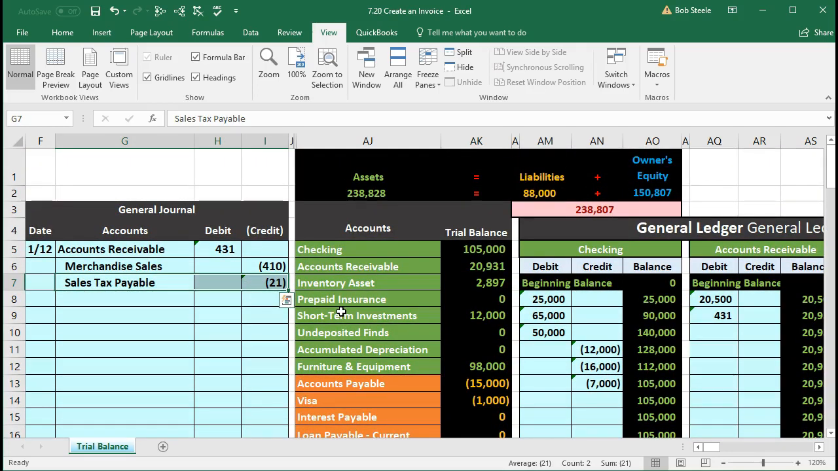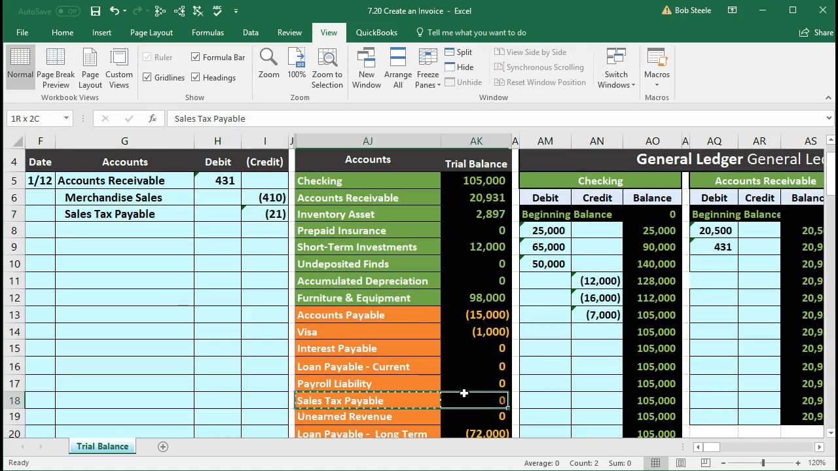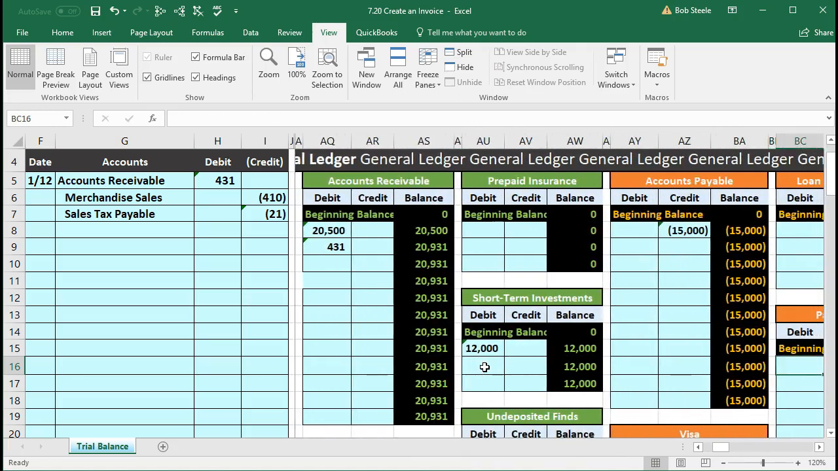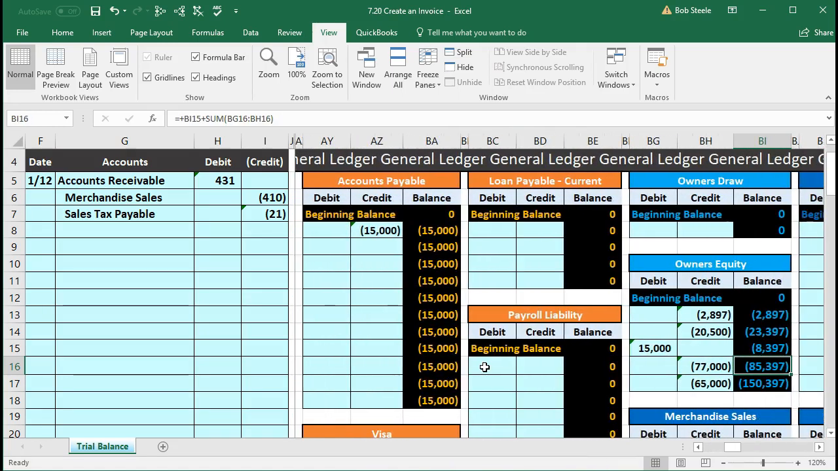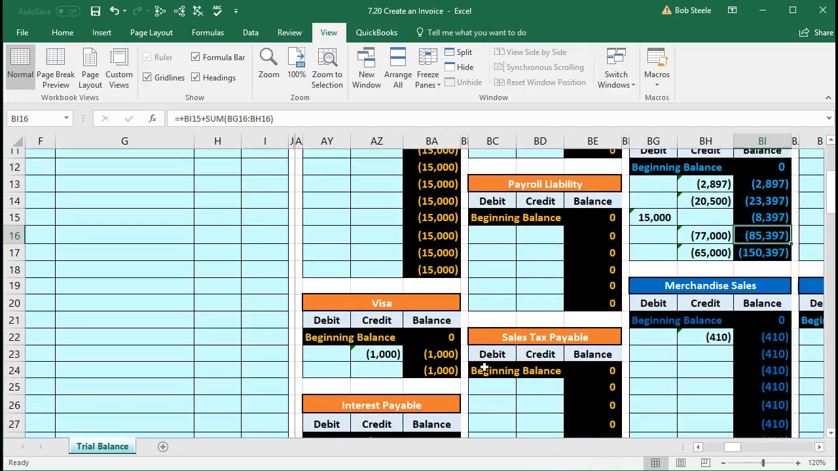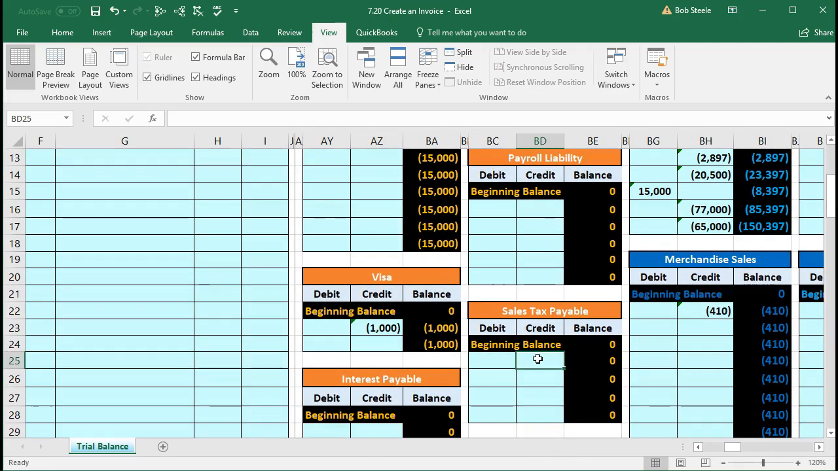There's the sales tax payable. Here it is on the trial balance. We're going to go ahead and find that on the general ledger. Should be in the same order. So we're going to scroll over. There's the orange accounts or the liability accounts. Scrolling down to what looks like the sales tax payable in the credit column. So we are in the credit column.